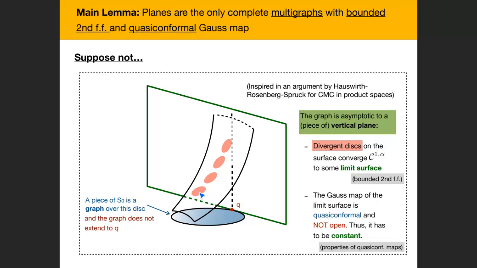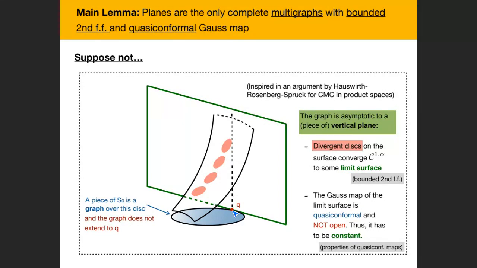open. This is because on each red disk here, the Gauss map takes values in an open hemisphere, because this is a graph. So in the limit, the Gauss map will take values in the closed hemisphere, but it actually takes values in the boundary of the hemisphere, because as you approach this point Q, the tangent planes are becoming vertical. So the Gauss map is becoming horizontal. So in the limit, your Gauss map is horizontal. So it takes values in the boundary of the hemisphere. So it is not an open map.